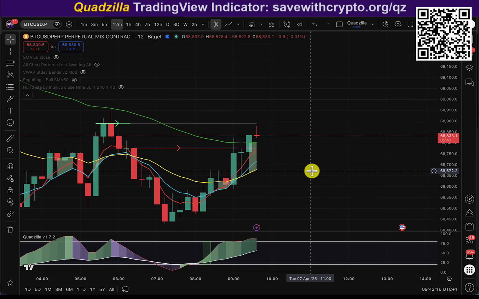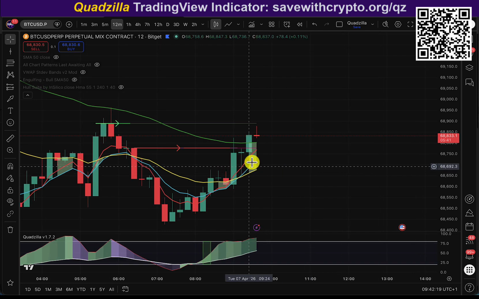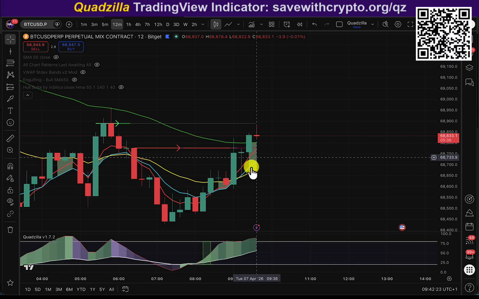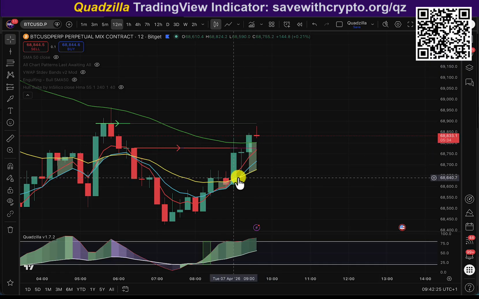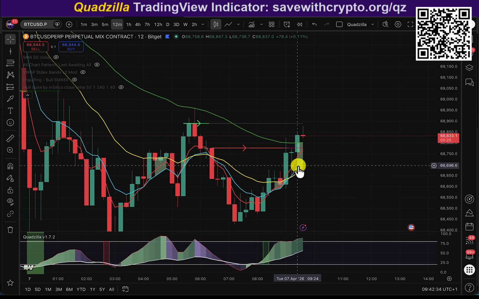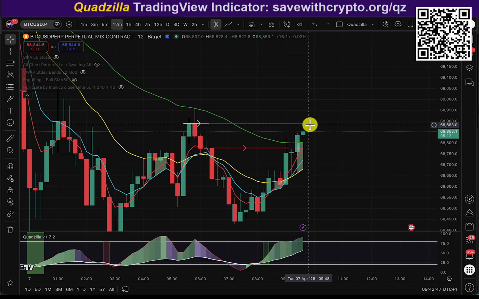the yellow and green. In fact, Quadzilla is putting in this shading here in this current candle to show that these are approaching at a rate where they are likely to cross. So it looks like the price is more likely to go up if we get over this level than go down. So let's see what happens.